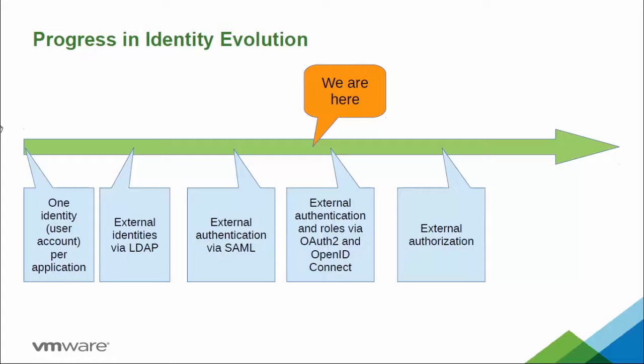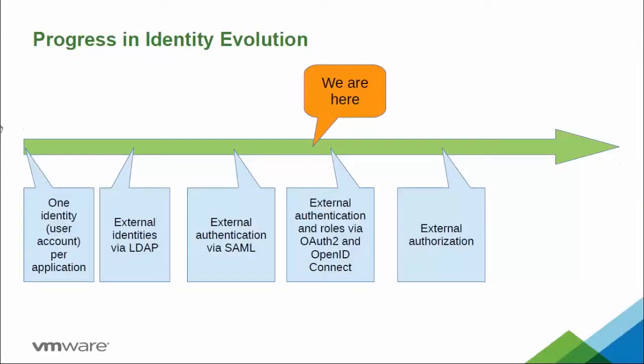We've already talked a little bit about XACML and externalized authorization. So I just thought this was an interesting graphic. I know Gil is going to cover it somewhat as well. We started out with one identity or user account per application. Then we externalized identities via LDAP. That's what Pam talked about, that you could have multiple applications that use the same directory service, so therefore they have the same user information, the same password, but each application still has to handle that password.